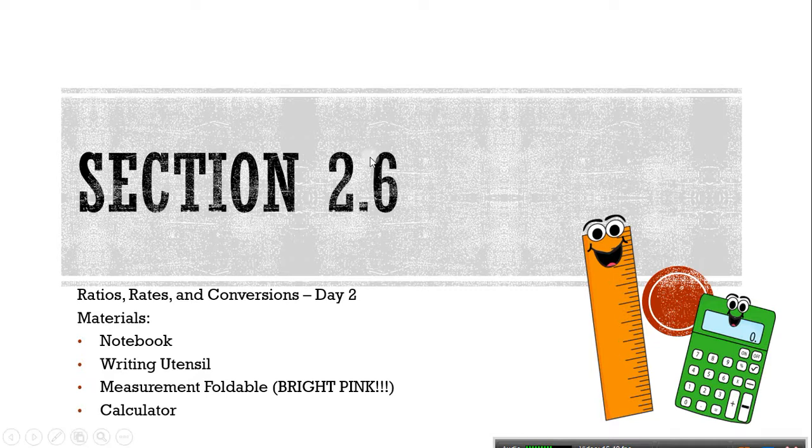So materials that you're going to want to make sure you have with you and right next to you. You want to have your notebooks. Remember, you can always take notes. Writing utensil, so make sure you have a pencil. That measurement foldable I gave you guys on Friday. It was a bright pink paper, you can't miss it. Then you're also definitely going to want a calculator today.